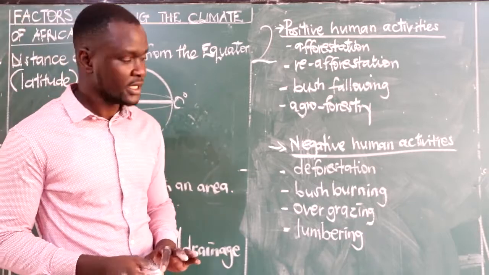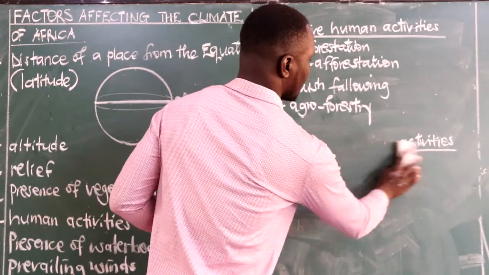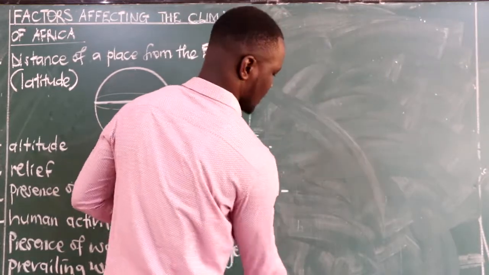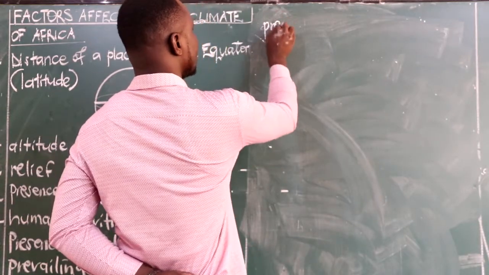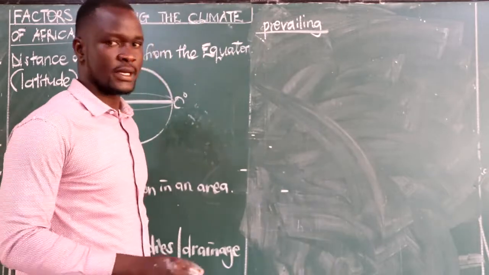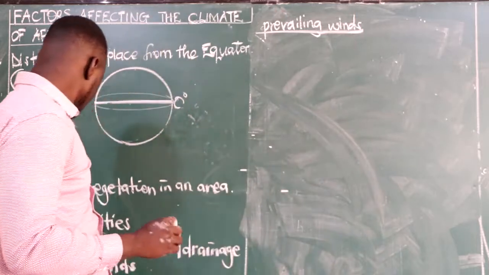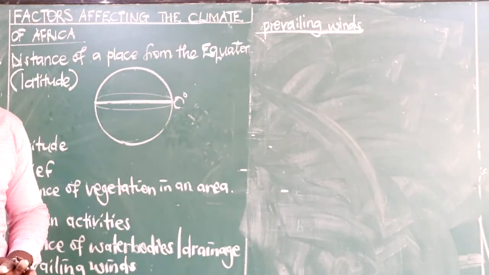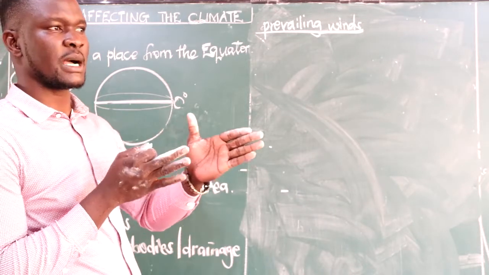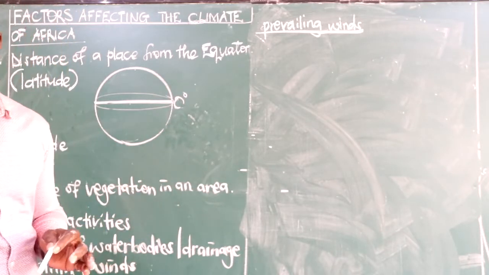Then we're going to look at another factor, the prevailing wind. I believe we have understood this. Prevailing winds are our next factor. Here we are saying that prevailing winds are the winds that blow towards a particular direction, at a given time in a year.